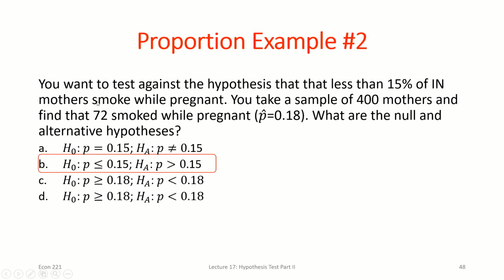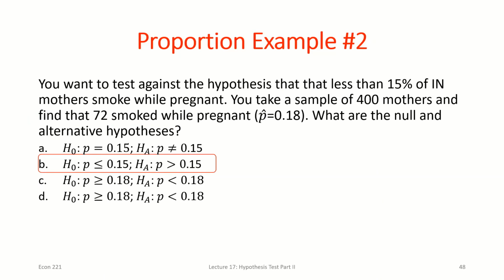I take a sample of 400 mothers, and I find 72 smoked. If I didn't give you the sample proportion here, you could have found it, because if 72 of those 400 mothers smoked while pregnant, the sample proportion would be 72 over 400, giving me 0.18. So here's my null and alternative hypothesis. I have a greater than sign in my alternative, so I have a right-tailed test.